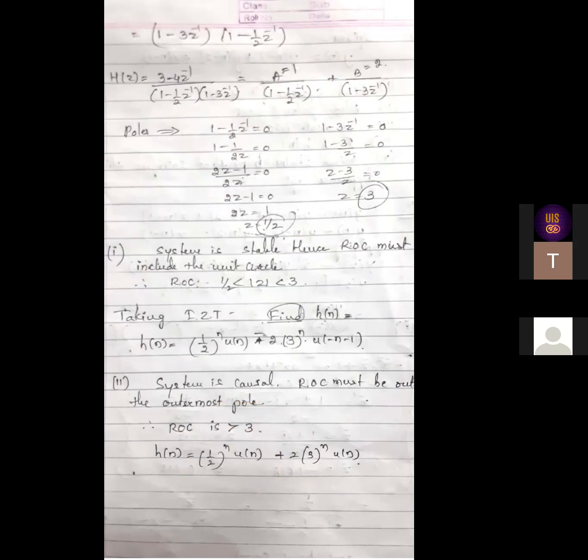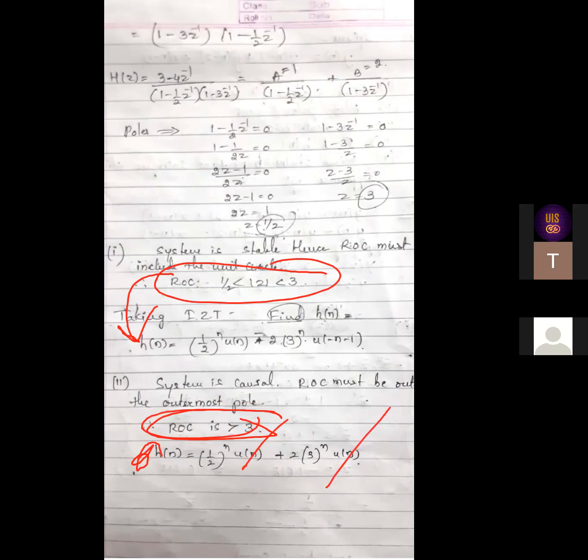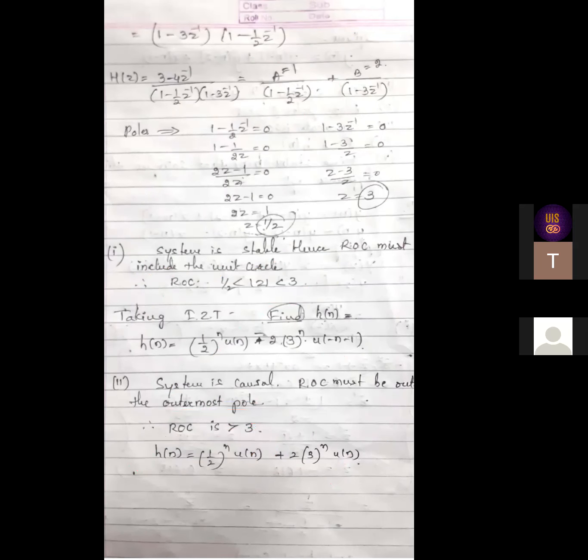Here, this is very important, getting the ROC, because based on the ROC, getting H of n is easy. If it is greater, multiply by U. If it is less, multiply by minus U of minus n minus 1. So this is the third problem which we solved.